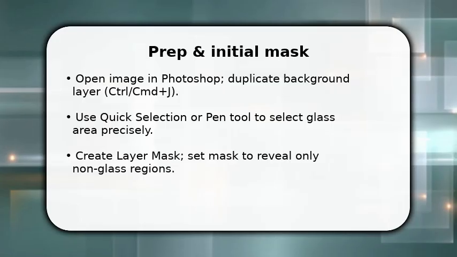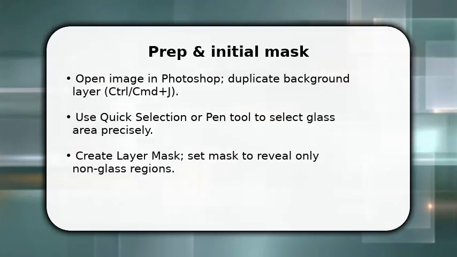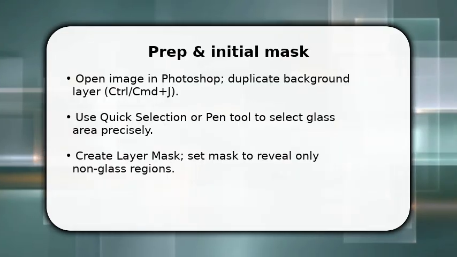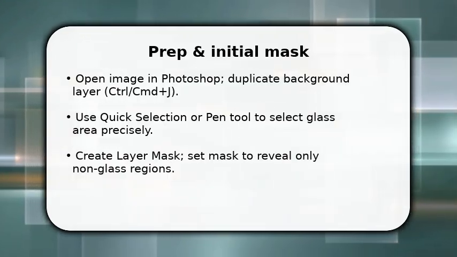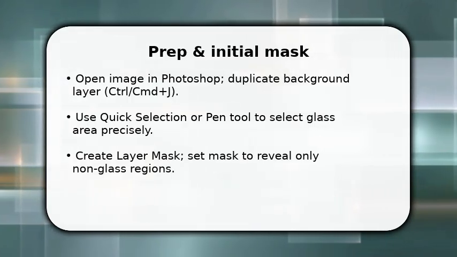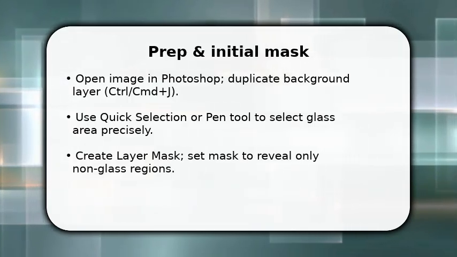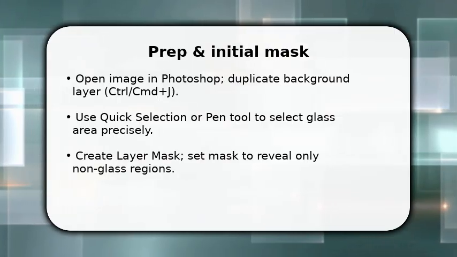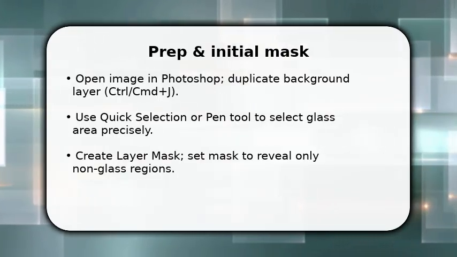You start by opening the file and duplicating the background so you never work destructively. Select the glass with the Quick Selection or Pen tool. Be precise around edges and reflections. Once selected, create a layer mask and invert if necessary so glass is isolated.